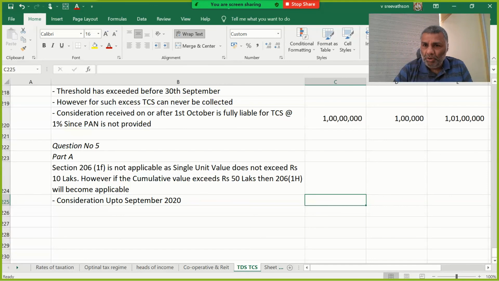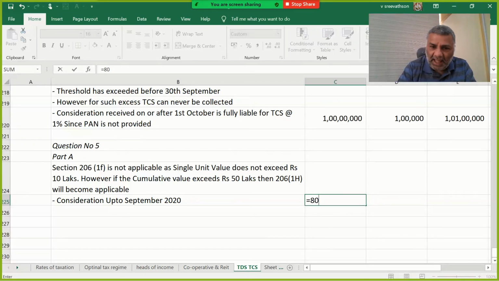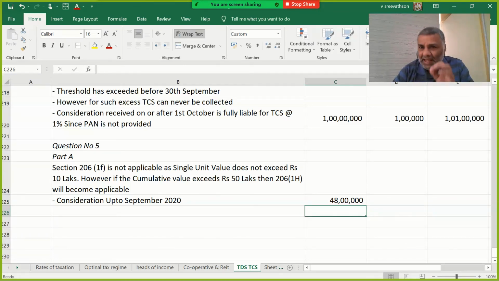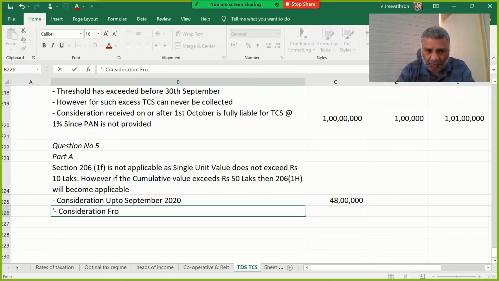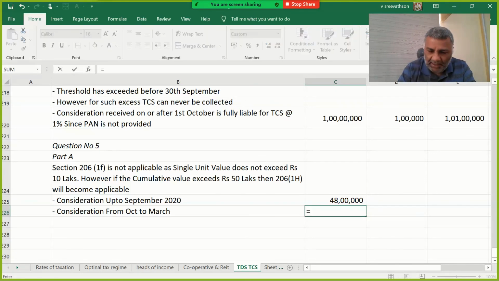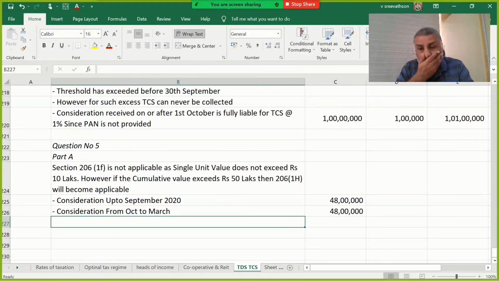Consideration up to 8 lakhs per car into 6 cars, 48 lakhs. Consideration from October to March, again the same 48 lakhs.